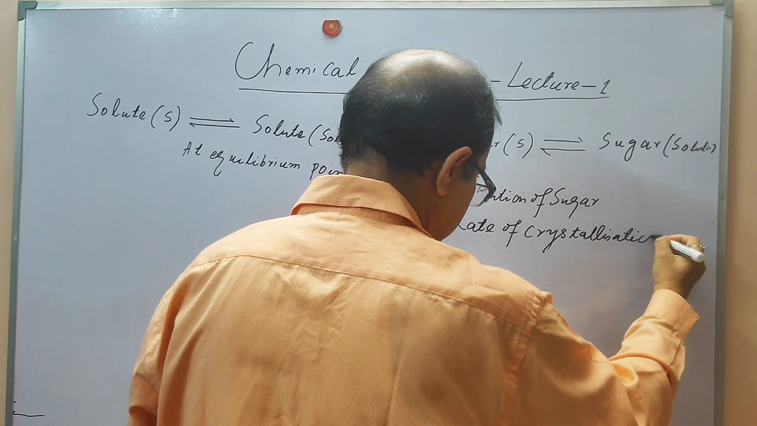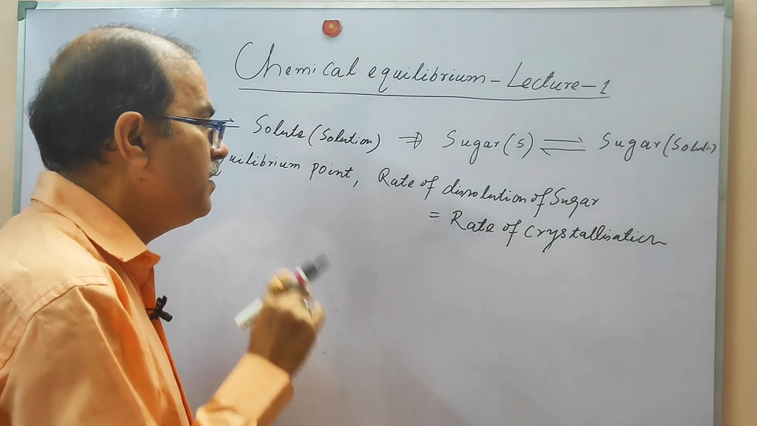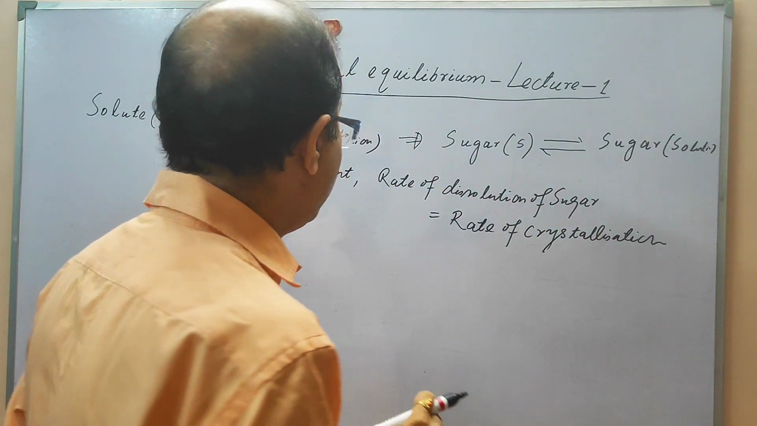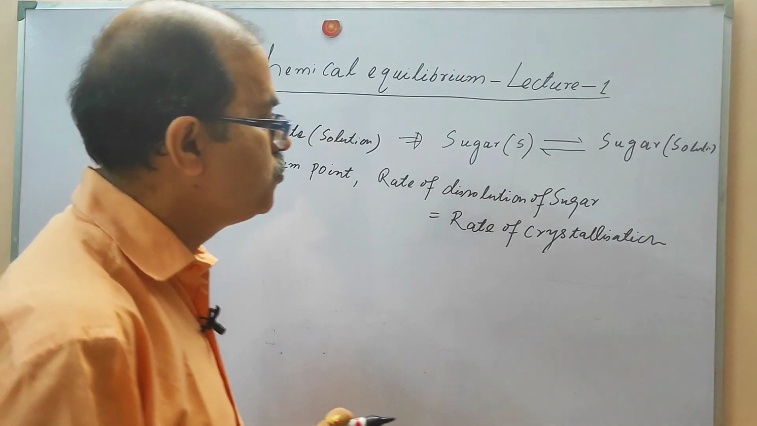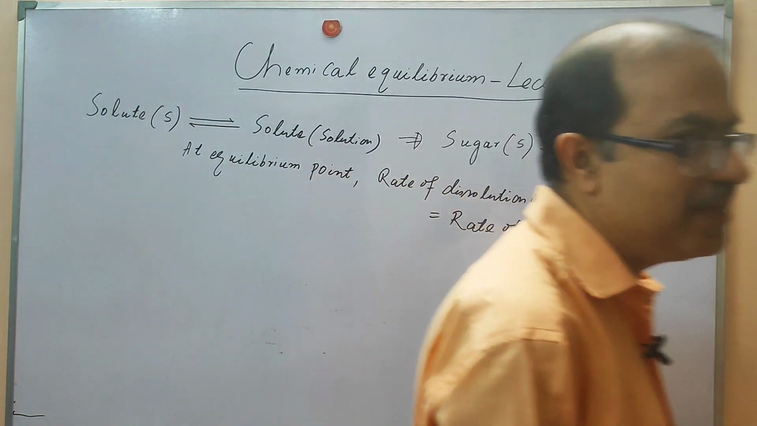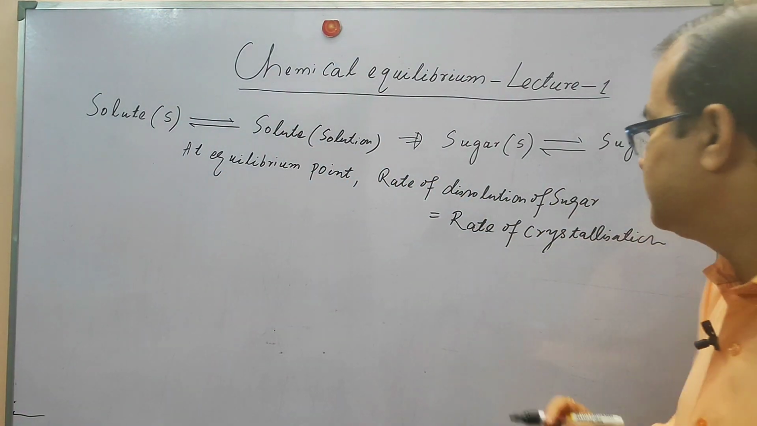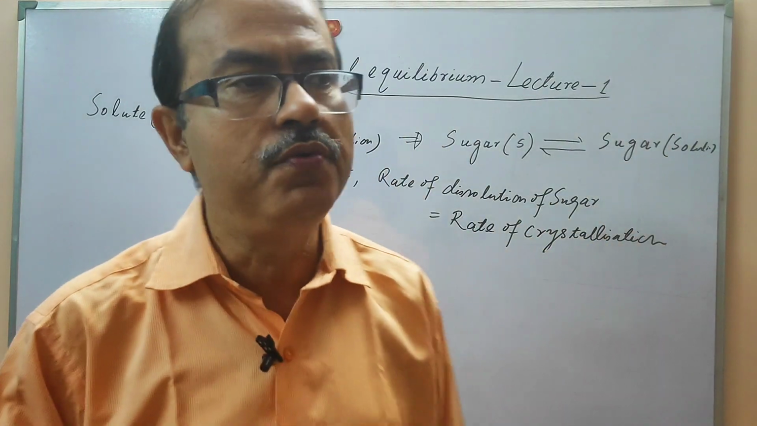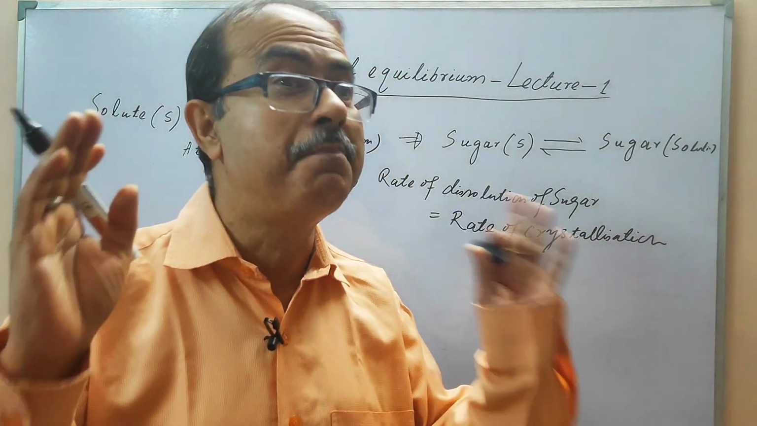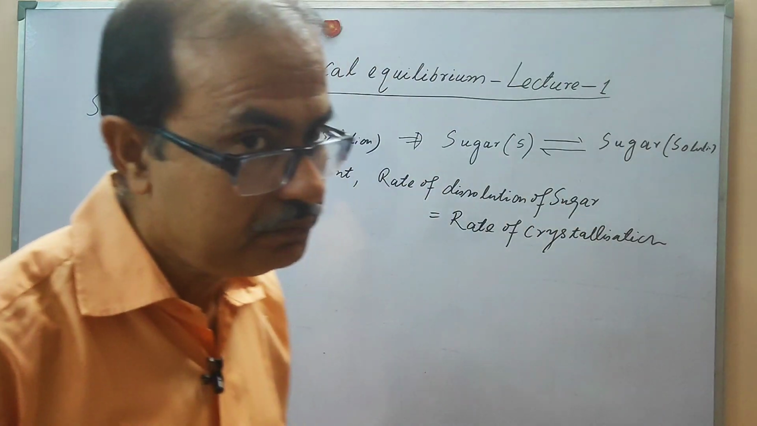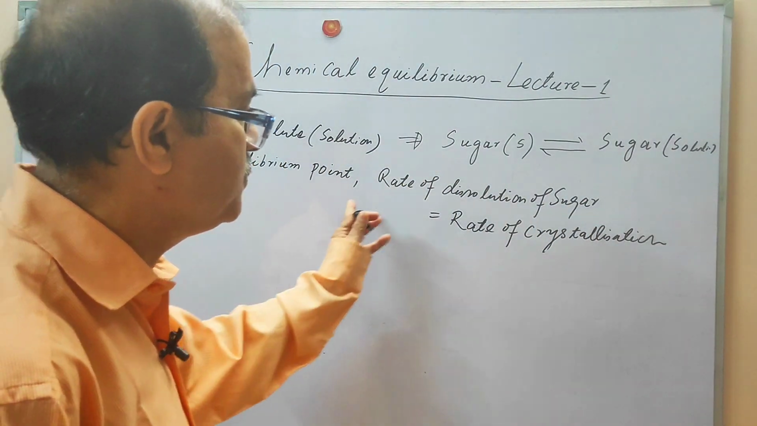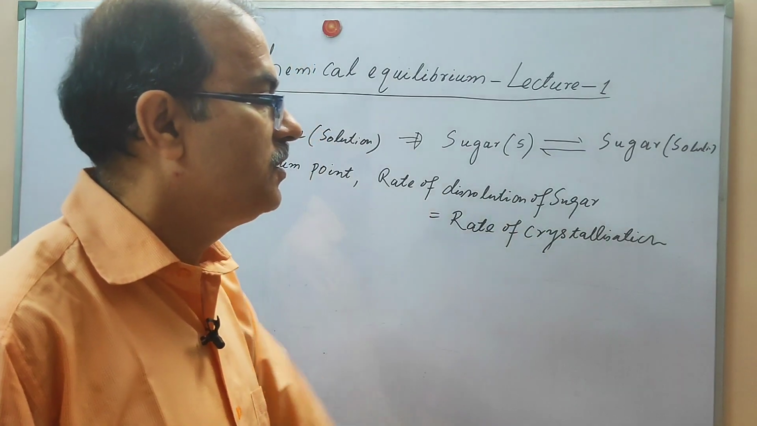So these two things are going to be very important in that equilibrium. At the equilibrium point, the rate of dissolution of sugar and the rate of crystallization at a particular temperature. We always keep in mind the equilibrium point has been reached for particular operating conditions, that is temperature and pressure. Here you can see rate of dissolution equal to rate of crystallization.